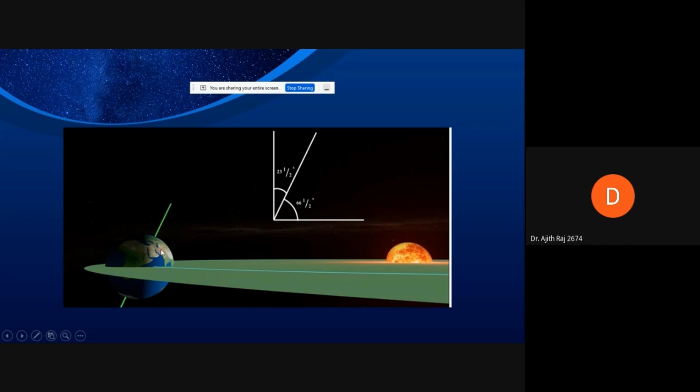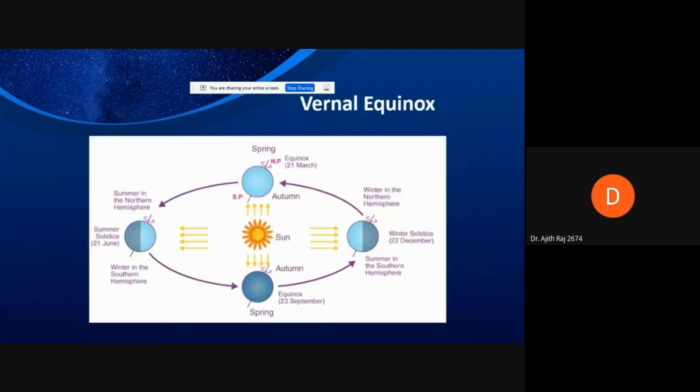Okay, so you can just see this. It will start from March. This is your spring equinox. It starts from 21st March, and from the moment you have spring in the northern hemisphere, you will have autumn in the southern hemisphere, and when you have summer in the northern hemisphere, there will be winter in the southern hemisphere.